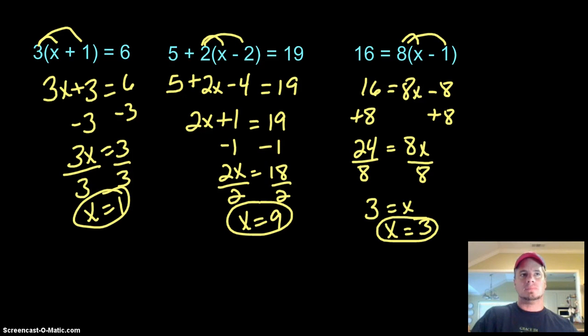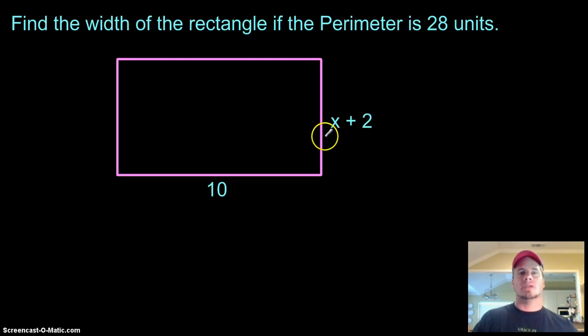Okay, next page. We have a rectangle. Find the width of the rectangle if the perimeter is 28 units. Well, if you remember right, the perimeter is the distance around the rectangle, all the way around. And if we're finding perimeter, we have to add all the sides together.